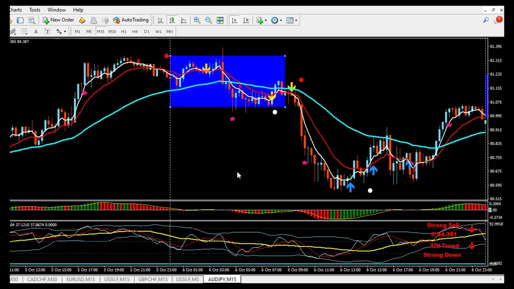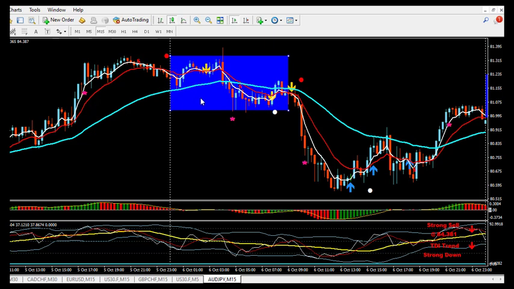Now, how do I use this important strategy? You find that I drew this rectangular box here so that I can demarcate this strategy. I use it on GMT plus 1, 8 a.m. GMT plus 1. So I will look for this setup, either buy or sell setup, from this time frame.